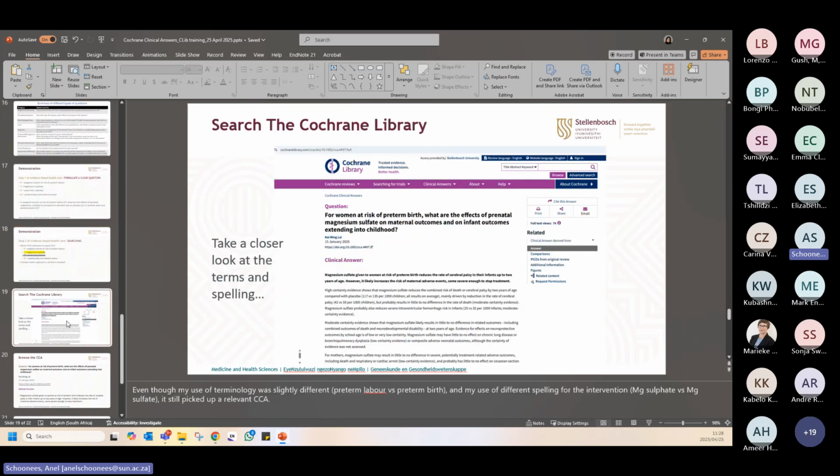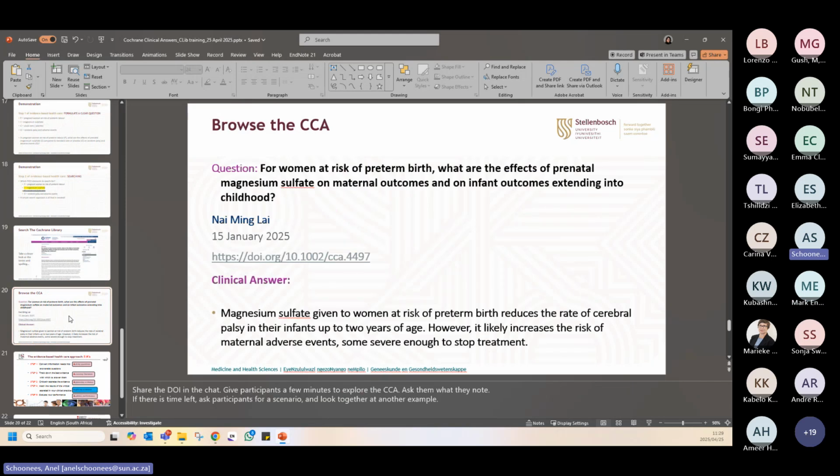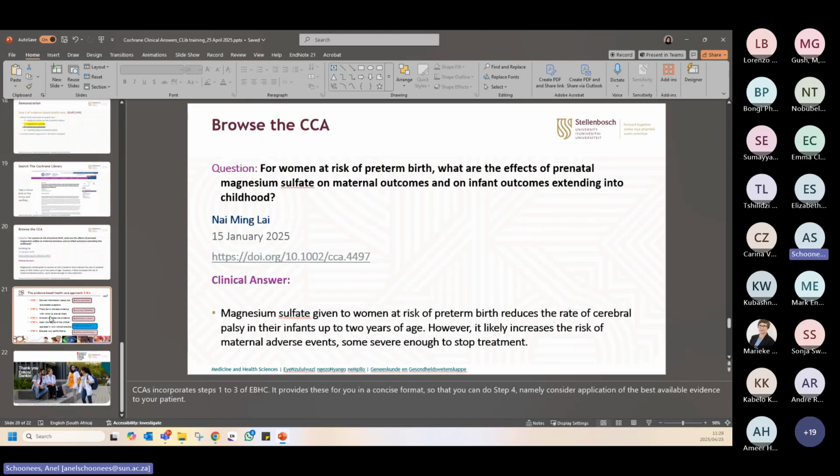However, when we search, we got to the clinical answer that has magnesium sulfate spelled in a bit of a different way with the F instead of the PH. So I want to point out here that the search engine automatically picks up these spelling differences, UK versus American spelling, for example. And that applies to other search terms as well. So we've already spoken through that.